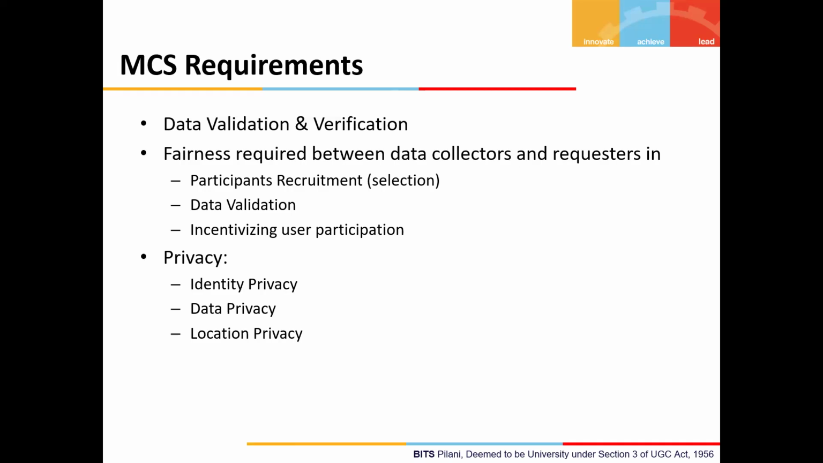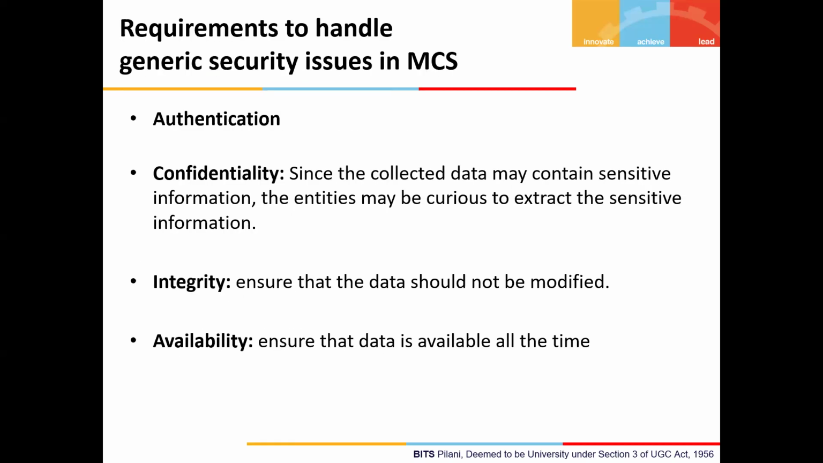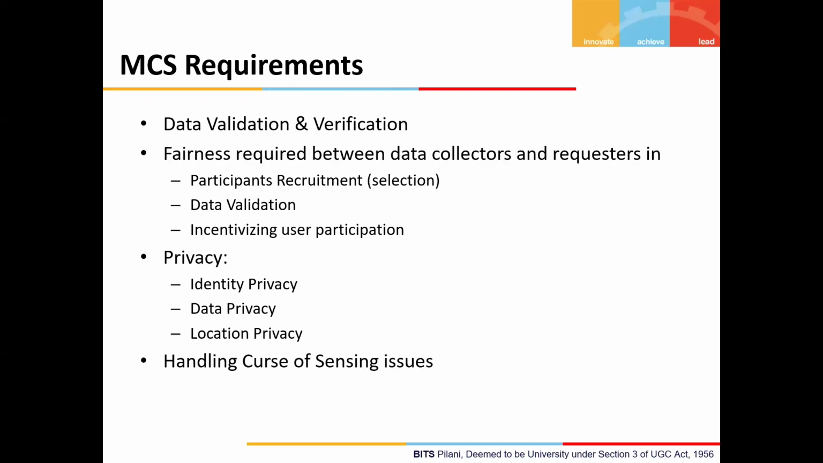We need to ensure privacy. We need to ensure identity privacy, data privacy, and location privacy. So these three are required in a mobile crowd sensing system. And then handling crowdsensing-specific issues. Right, so these are the requirements that we need to ensure.